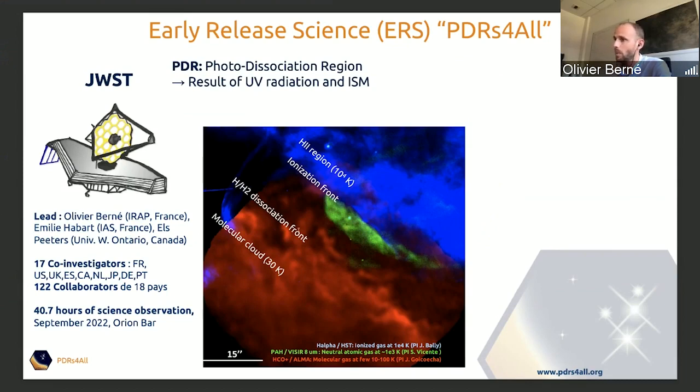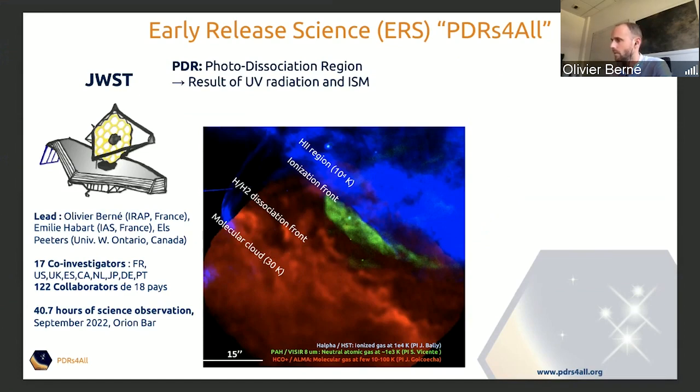And when you go deeper into the cloud, the hydrogen atoms can recombine and form H2 at the dissociation front, which you see here. And eventually, if you go even deeper in the cloud, you go to regions where the gas is fully molecular and the temperature is around 30 K.